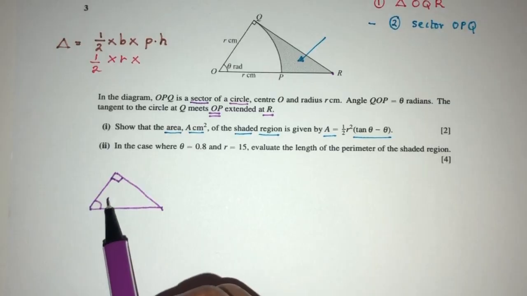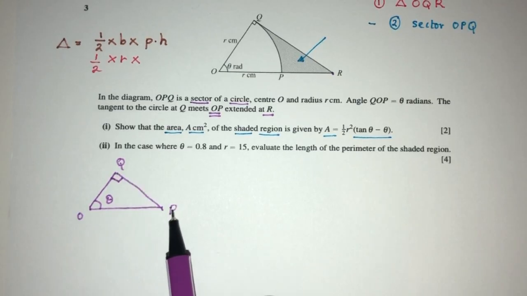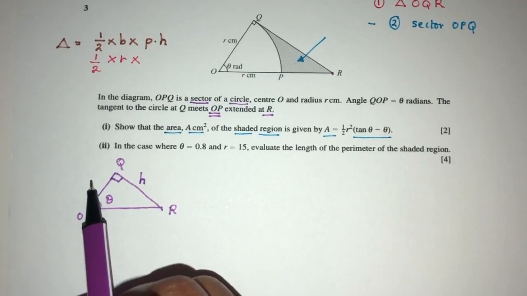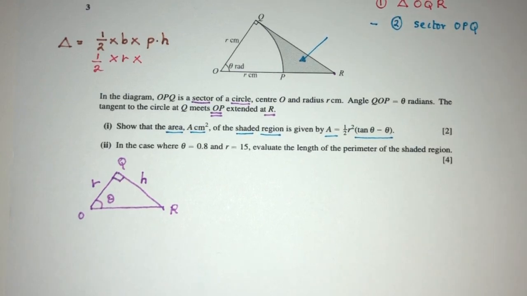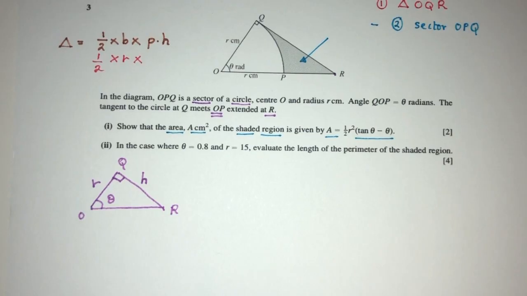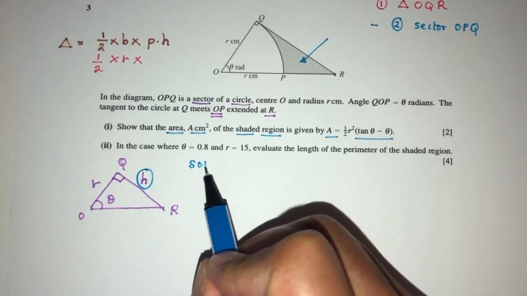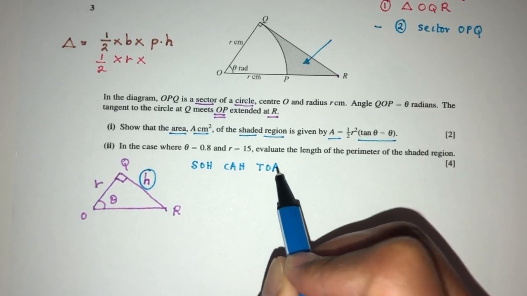The angle here is theta. This is O, Q, and R. Now we know the base here, which is given to you as R, the radius, and we are trying to find this value, the height. Because it is a right angle triangle, we can use a few ways to find the height. Here we can obviously use SOHCAHTOA to find the value of h. So using SOHCAHTOA, let's see what sides we have.